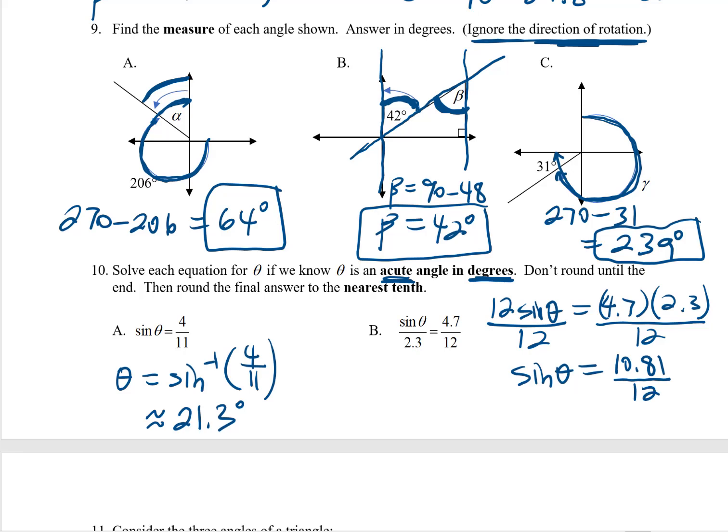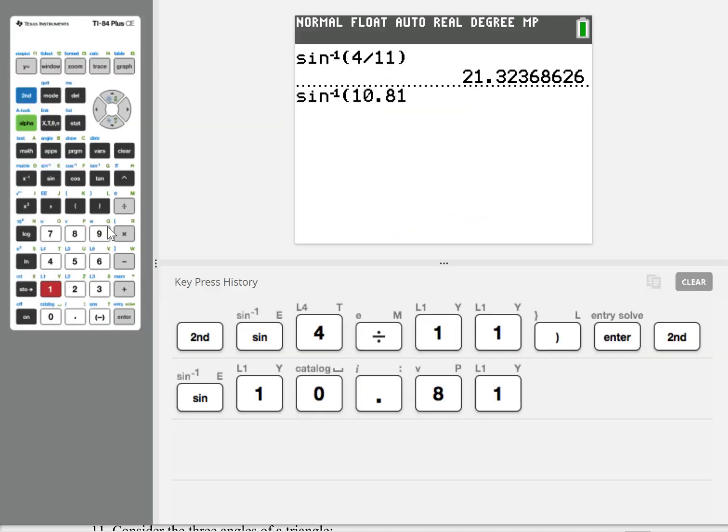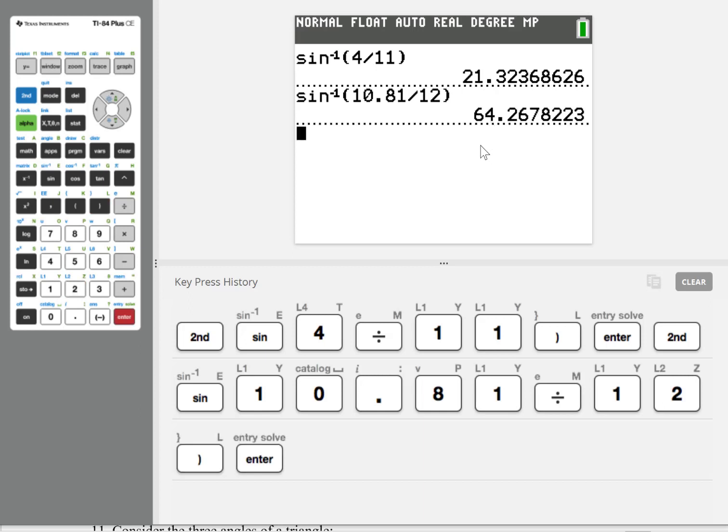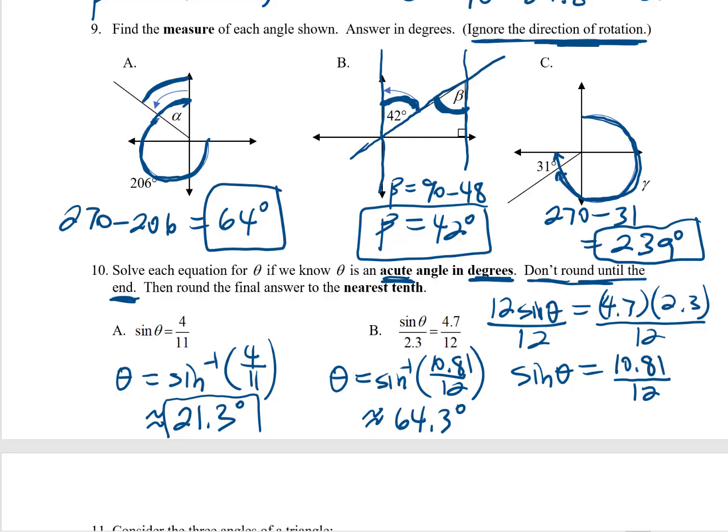I don't want to do that division because the problem says don't round until the very end. So I don't want to have any rounding errors. I'll just keep it like that. Once again, I know I'm in the first quadrant, so my theta is just going to be the inverse sine function of that ratio. And even though it's a little bit of a mess, the calculator won't care. You can just type that in. Sine inverse of 10.81 over 12 comes out to be 64.3 degrees. Since we know that we're only looking for an acute angle, that is the only solution to this equation.